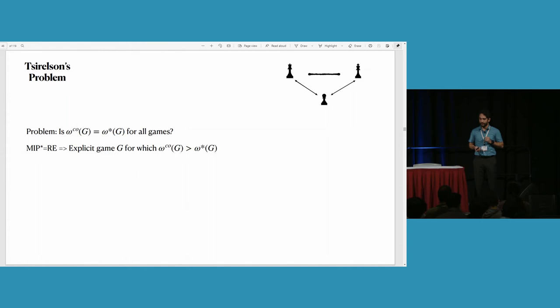All right, so now an important question in our field was the Tsirelson problem, which was asking whether co-value and the value of all games are the same. An important implication of MIP star equals RE is a resolution to this problem. It gave an explicit game G for which the commuting operator value is strictly larger than the value.